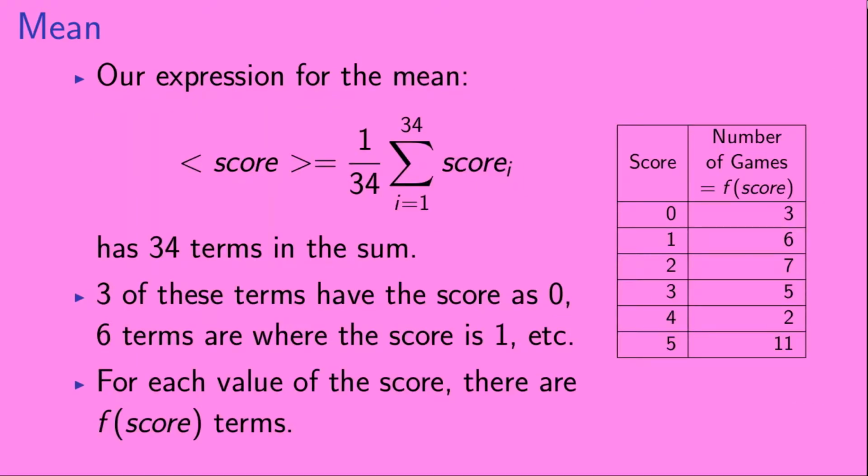Okay, so let's look at our expression for the mean of the score. So here, the mean of the score was equal to 1 over 34 times the sum of all of the scores from all of the games. The sum in this expression has 34 terms in it. 3 of these terms have the score as 0, 6 are where the score is 1, etc. So for each value of the score, there are f of score terms.